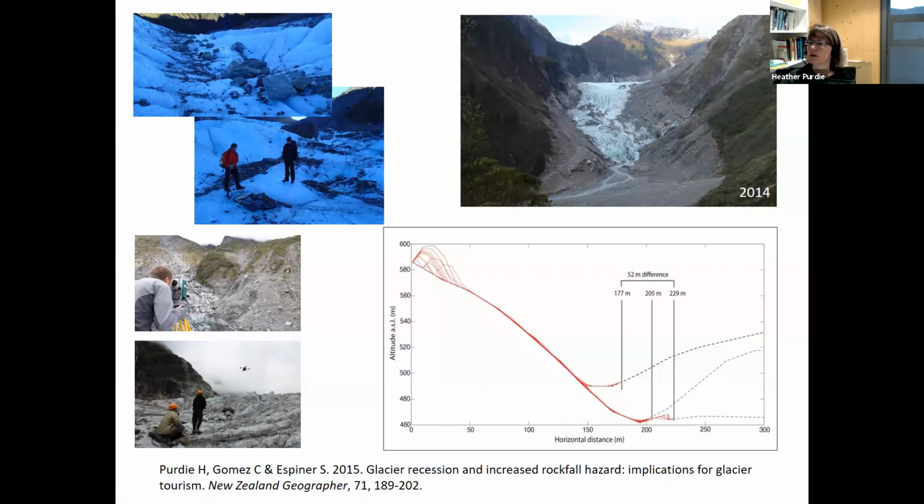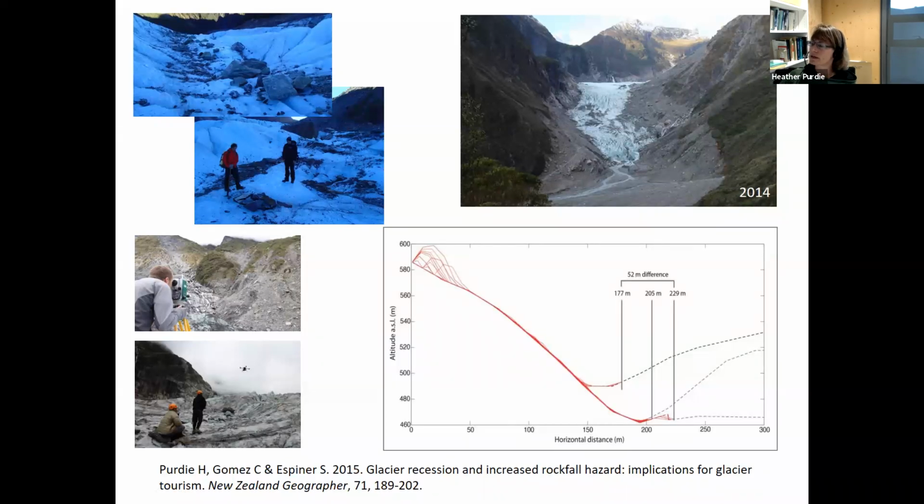And a few years ago, a colleague of mine, Christopher Gomez, and I worked together looking at the changes in the rockfall hazard associated with this, because the guiding company were talking to us. This is an area they used to walk the clients around on the glacier, and what they were finding is that as the glacier was retreating and thinning, and those slope materials were starting to encroach onto the edges of the glacier, they were starting to see rockfall further and further out onto the glacier.